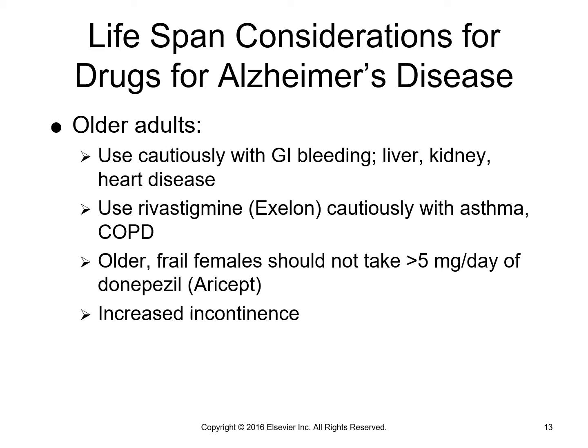Lifespan consideration for older adults: you have to use this cautiously with patients who have a history of GI bleeding, liver and kidney problems, as well as heart disease. So when we talk about your Exelon, you have to use this cautiously with asthma and COPD. For older patients, frail females should not take over 5 milligrams a day of this medication. And these medications can increase incontinent episodes.